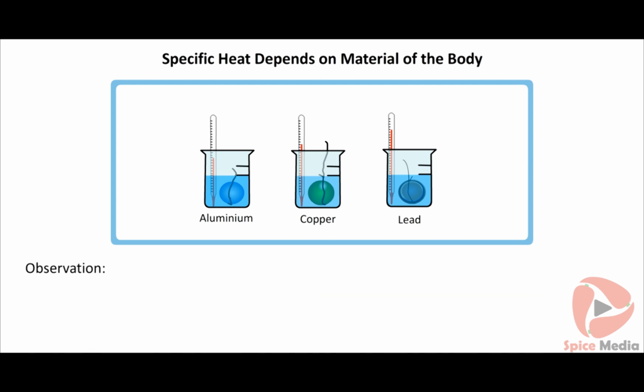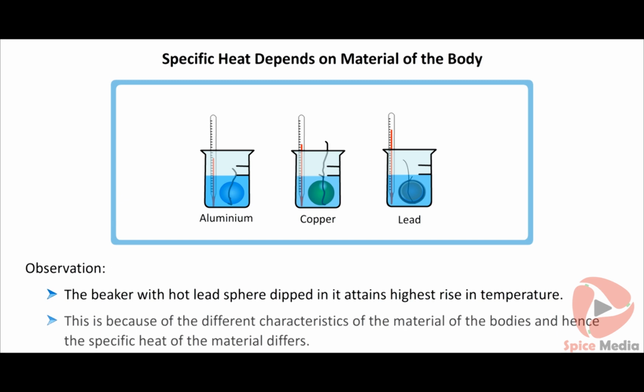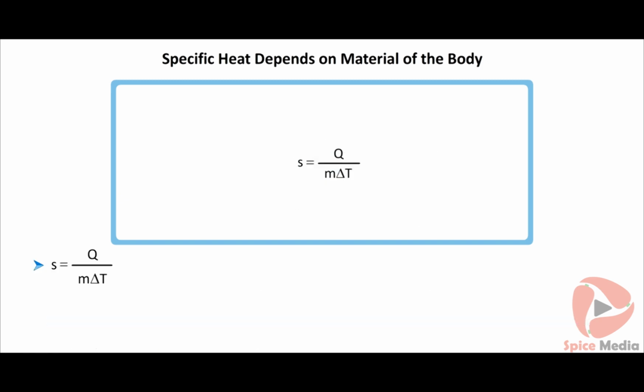You will observe that the beaker with the hot lead sphere dipped in it attains the highest rise in temperature, higher than the copper sphere, which attains a higher temperature than the aluminium sphere. This is because of the different characteristics of the material of the bodies. Hence, the specific heat differs for different materials. Therefore, we can say that Q is equal to M S delta T.